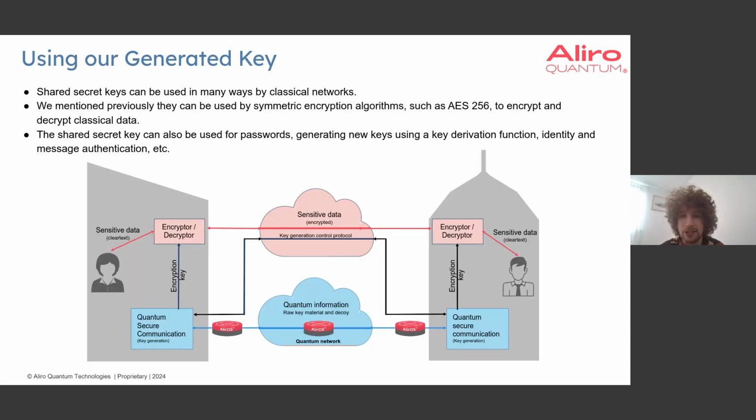A shared secret key can be used in many ways by a classical network. In our example, Alice and Bob generated their key to be used by a symmetric encryption algorithm in order to encrypt and decrypt classical messages. Shared secret keys can be used for other things beyond encryption and decryption, such as for passwords, generating new keys using a key derivation function, identity authentication via challenge response protocols, message authentication via message authentication codes, etc.